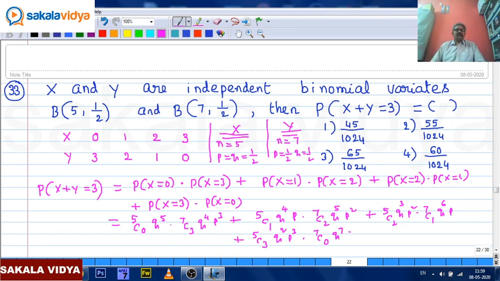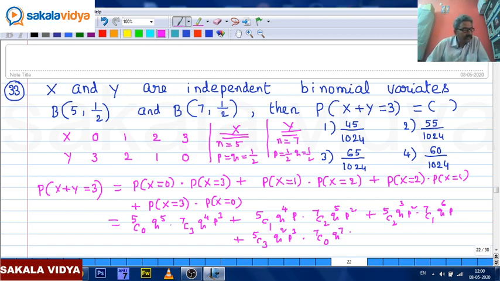So, now substitute q is equal to p is equal to half here, and 5 c 0 7 c 3, 5 c 1 7 c 2, 5 c 2 7 c 1, 5 c 3 7 c 0, find out, simplify, you will get the answer. This is given as homework to you. So, in the evening session you need to check the option. I am not giving the option because even I need to calculate myself also, better you do it. All the best, may God bless you.